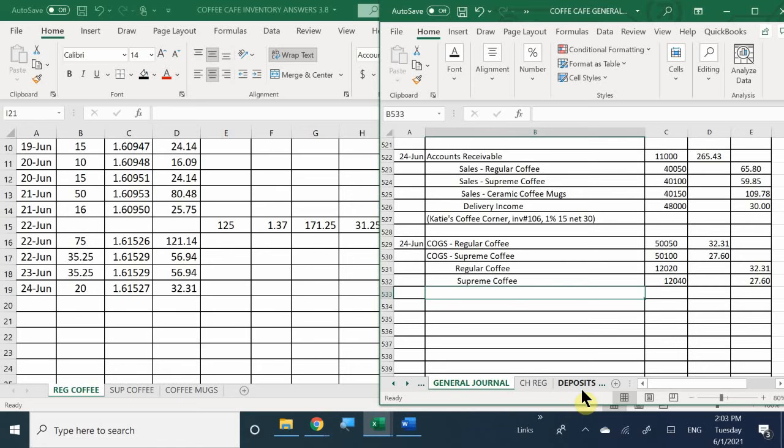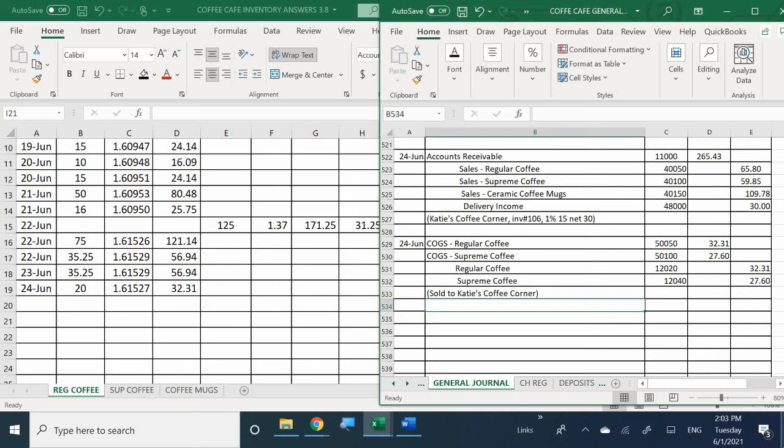And we'd have to go to our general ledger. Hold on. So, description? Sold 20 pounds of regular coffee, and 15 pounds of Supreme. You can use invoice numbers, or you could just say, I just sold this at Katie's Coffee. Invoice number 106. Good.